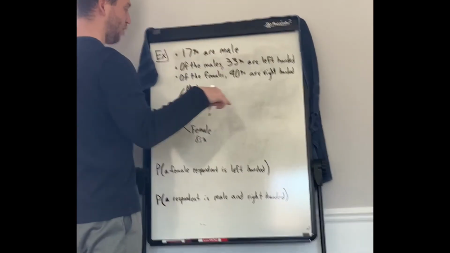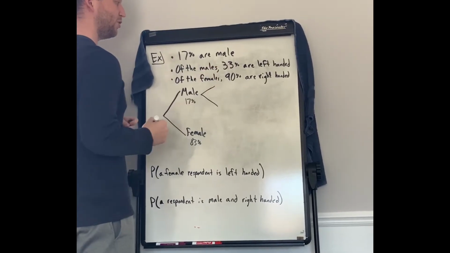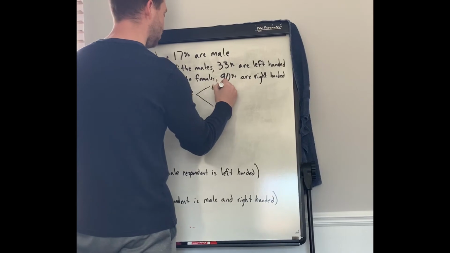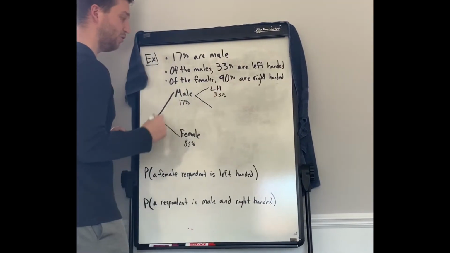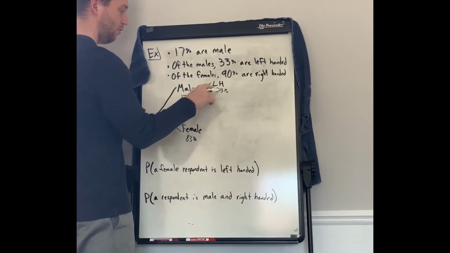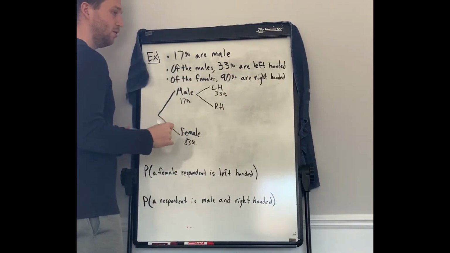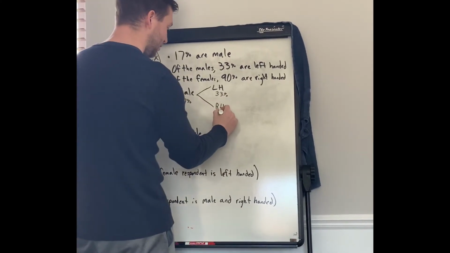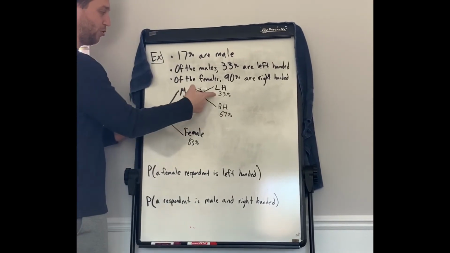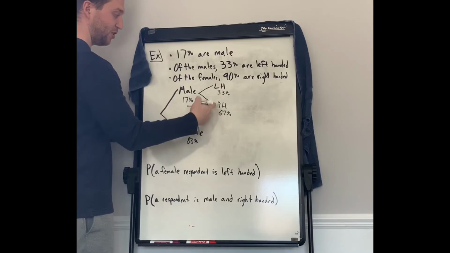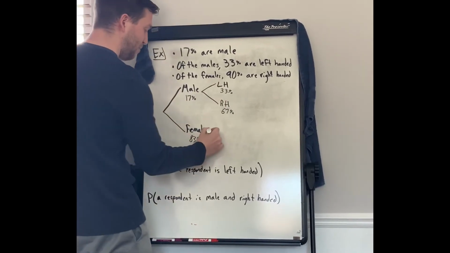So now let's keep branching off from here. Of the males, 33% are left-handed. So I'm going to put LH for left-handed. That would be 33%. If you want to complete this branch, what percent would be right-handed then? It needs to add up to 100, so this has got to be 67%. So of the males, 33% are left-handed, 67% are right-handed. It didn't tell us that, but we have to figure that out on our own. Same thing for the females. Let's go down here.